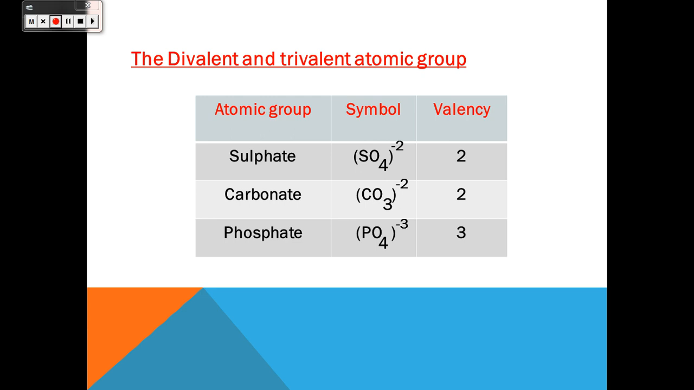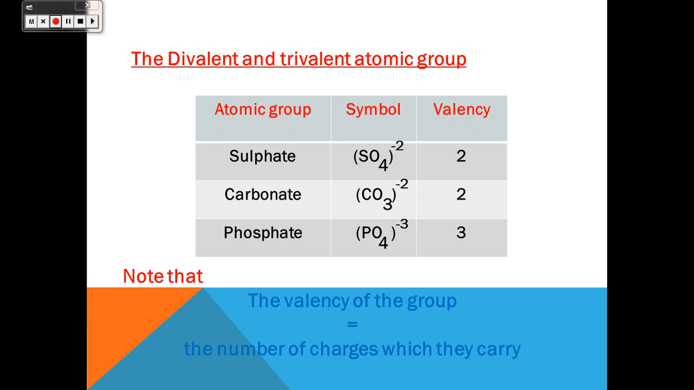And also we have a trivalent atomic group like phosphate. Phosphate is PO4 with charge -3. Phosphate consists of two different elements, phosphorus and oxygen. They join together and behave like one atom, and the valency of phosphate is 3. Prep 1, the valency of the group equals the number of charges which they carry. Like sulfate. Sulfate carries -2, so it is divalent, and carbonate carries -2, so the valency of carbonate is divalent, while phosphate carries -3, so the valency of phosphate is trivalent.